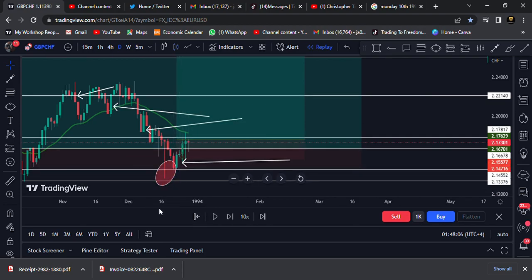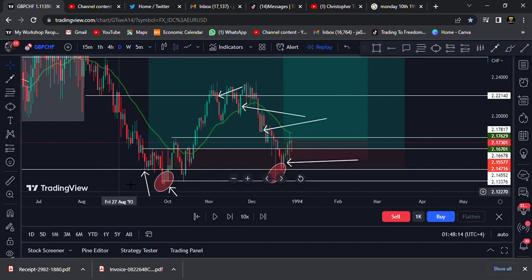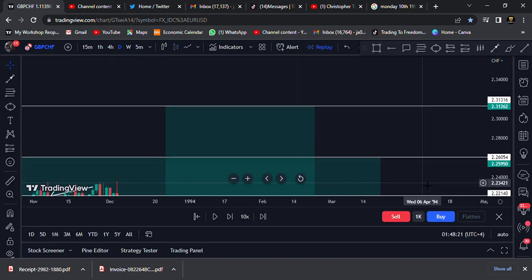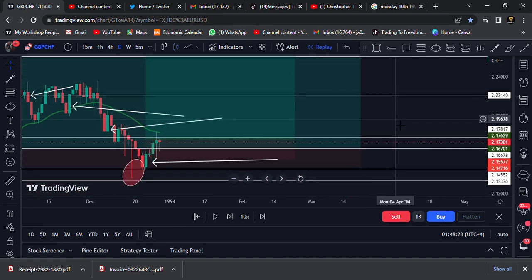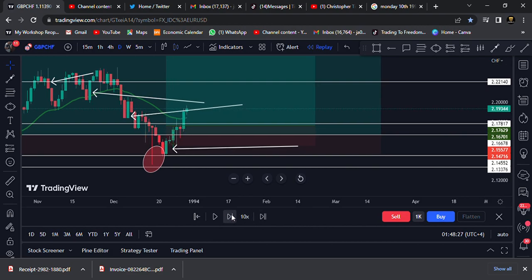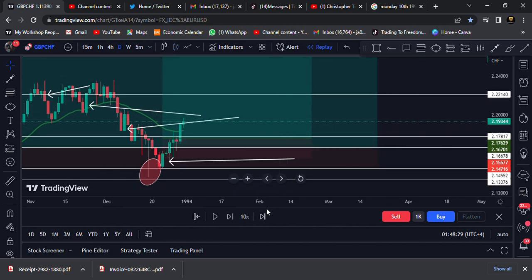So this is actually another example. So right now I will be entering here, as I already put, because I saw the structure, and I believe the market is gonna go up, break this level, and reach right up here. So let's go guys. Okay, we are in profit straight away.